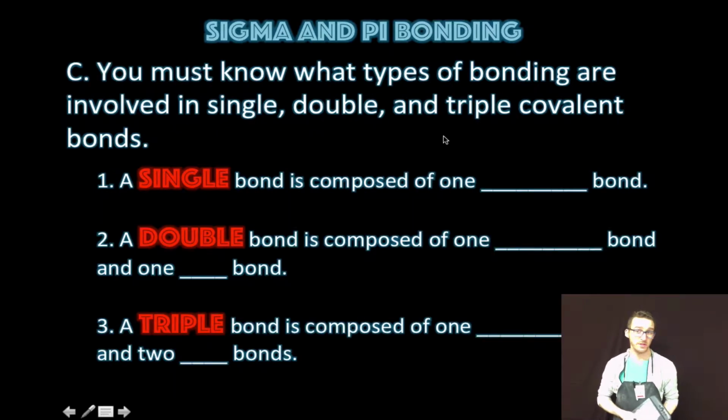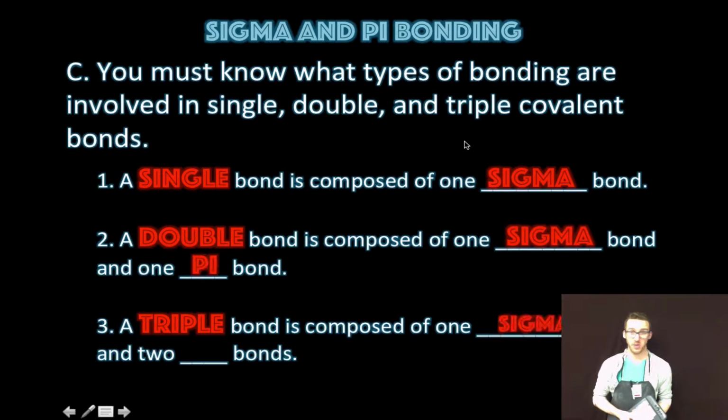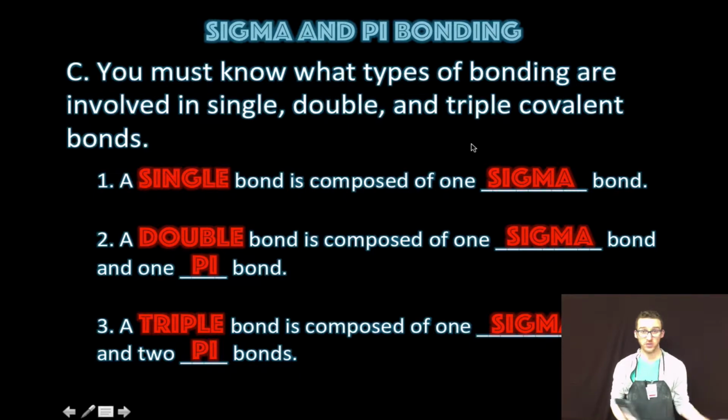All right, now you have to know what type of bonding is involved in single, double, and triple covalent bonds. Recognize that if you have a single bond, that is a sigma bond. Double bond is composed of one sigma bond and one pi bond. And then finally, a triple bond, one sigma bond, two pi bonds.